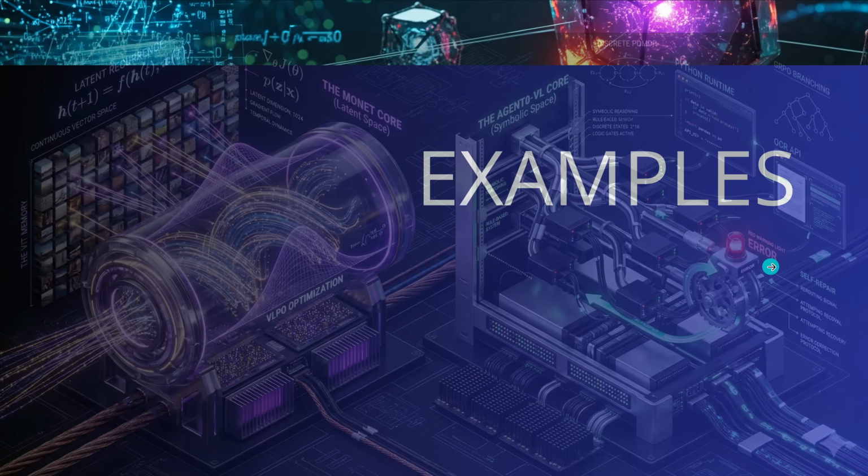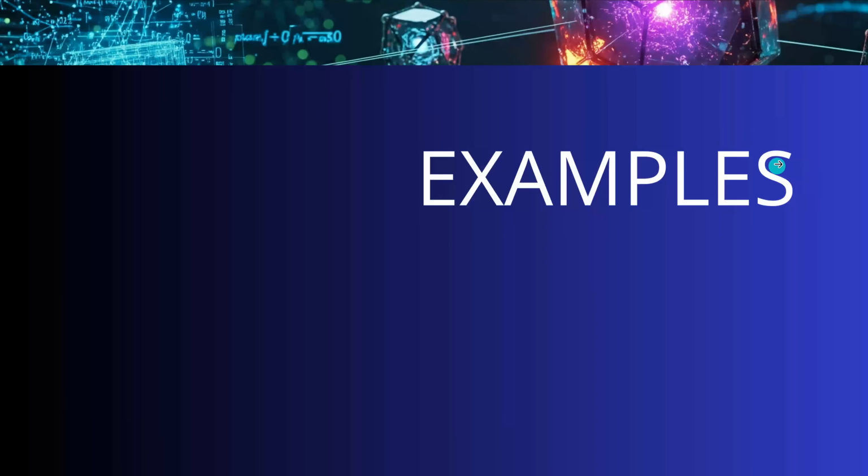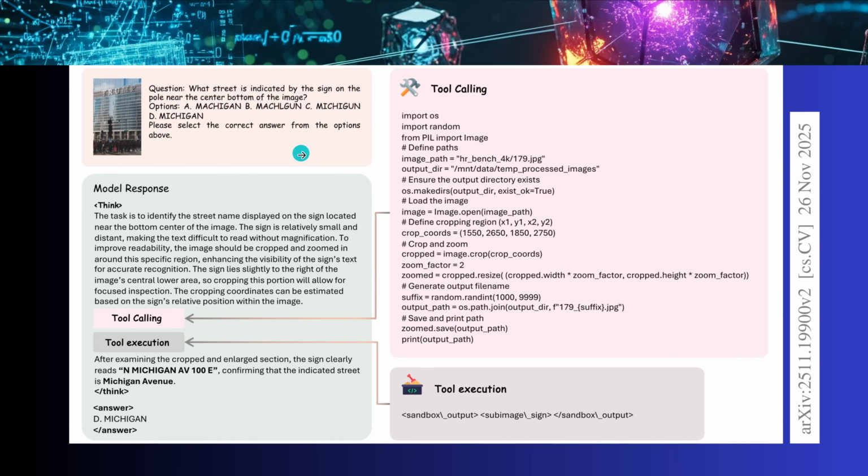on money. Examples. Yeah, let's do some examples. That is a great idea. So here we are. They give you a question: What street is indicated by the sign on the pole near the center bottom of the image? And you have an image of a street with a building, and there's a little sign you can hardly see. And they give us 4 options, Michigan, Michigan, whatever. And they say select the correct answer.